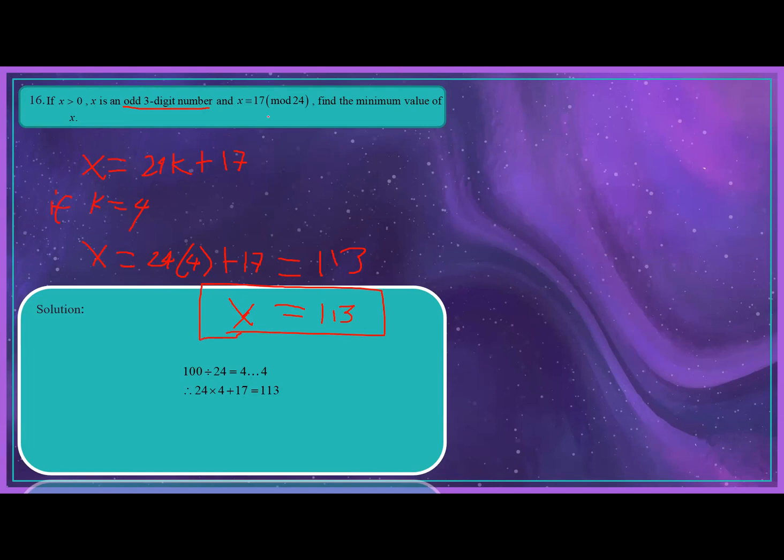So I hope everyone can convert a modulo equation from congruency to equation. That is what we did here. This congruency is converted to this equation, and you apply basic algebra. Okay, so let's continue.